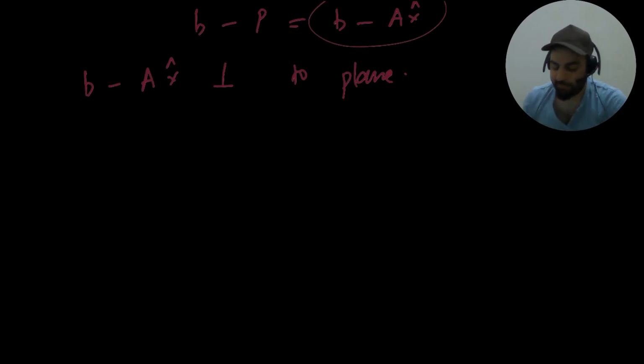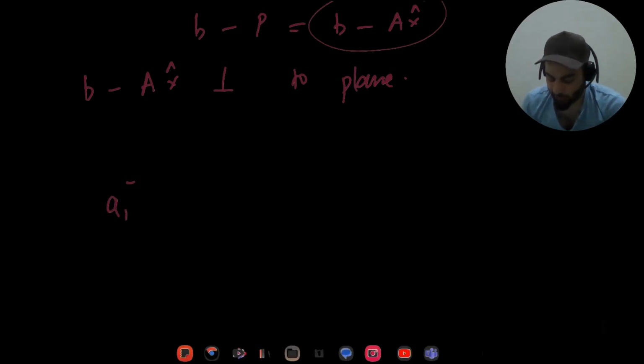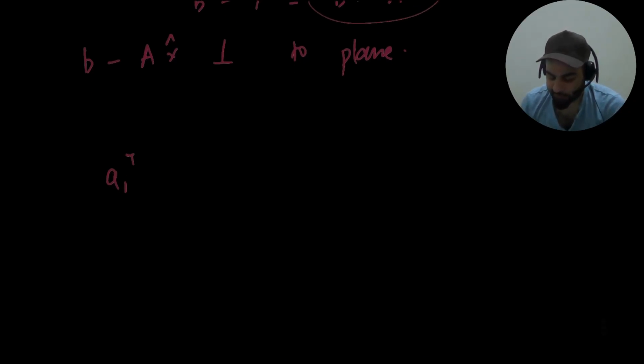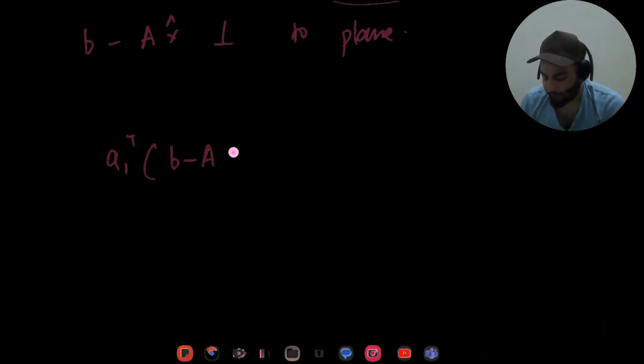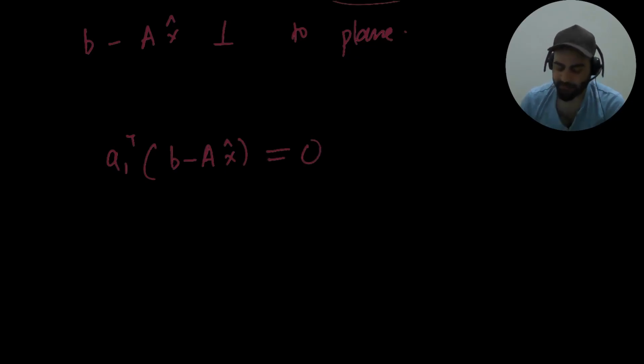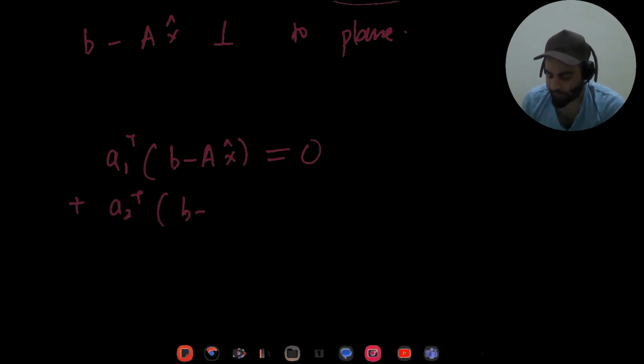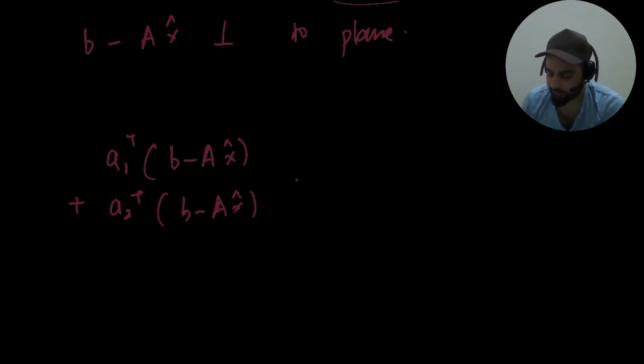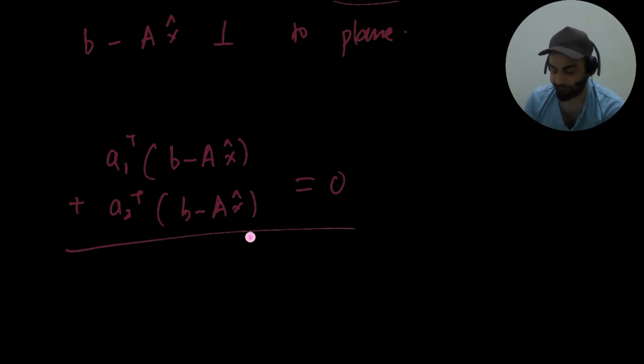Yes, sir. So how is the plane represented? The plane is represented basically by A1 and A2. I'll write A1, the column vector, as A1 transpose. If it is perpendicular, A1 transpose times B minus AX hat is equal to 0. Can I write this? Yes, because it's perpendicular. It's a perpendicular basis, so I can also write plus A2 transpose times B minus AX, which is also equal to 0. So I can add them and write them equal to 0. Can I write it like this? Do you agree?